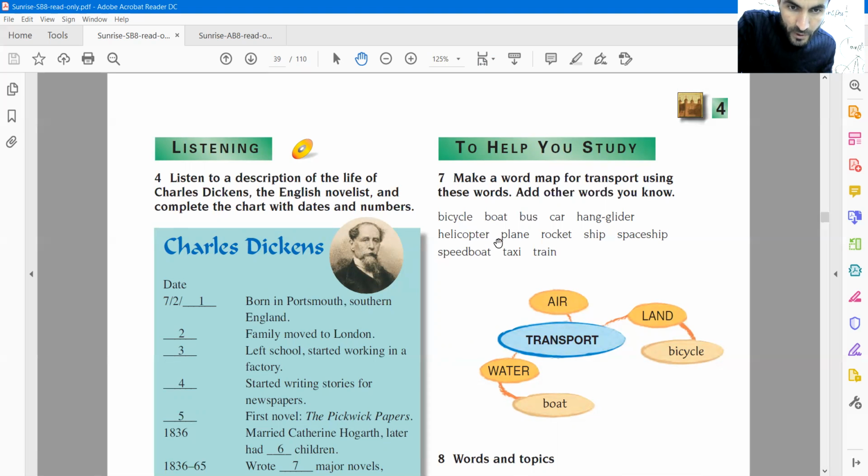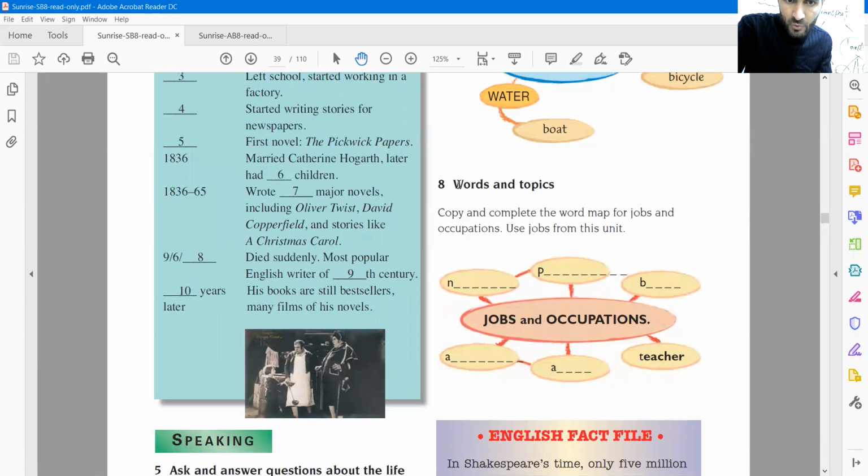What about air? For air, we've got hang glider, helicopter, plane, rocket, and also spaceship. These are for air. For water, we've got speedboat, ship, and also we've got boat. So now let's move on to do this one.